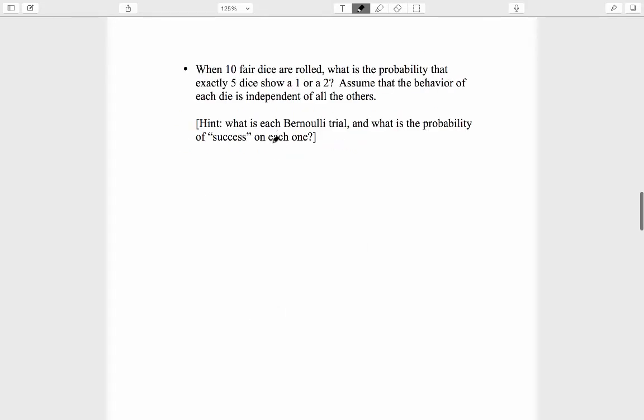When 10 fair dice are rolled, what is the probability that exactly 5 dice show a 1 or a 2? Assume that the behavior of each die is independent of all the others. Pause a moment and think, what is each Bernoulli trial in this experiment? How many trials are there, and what does each one look like?